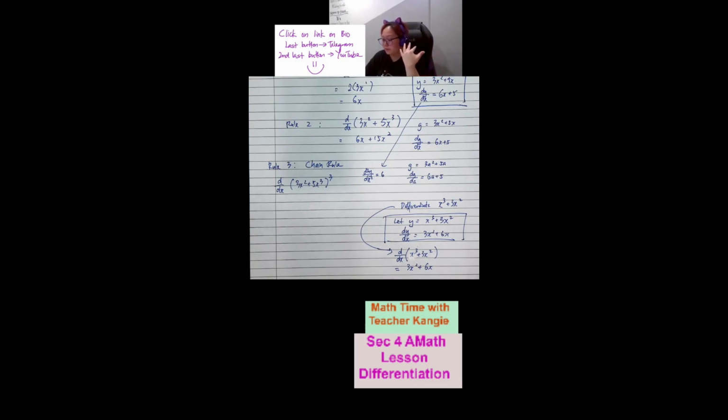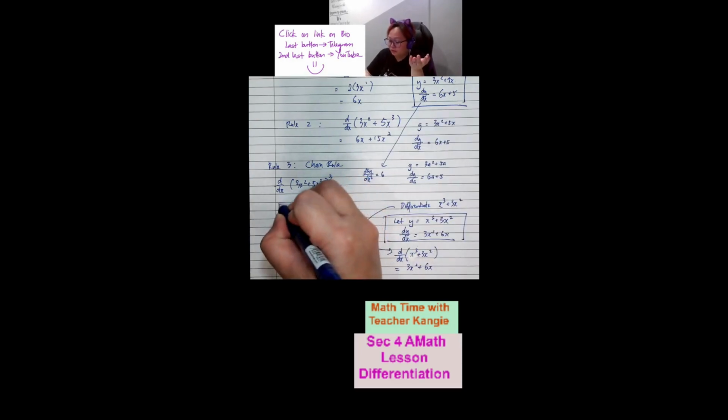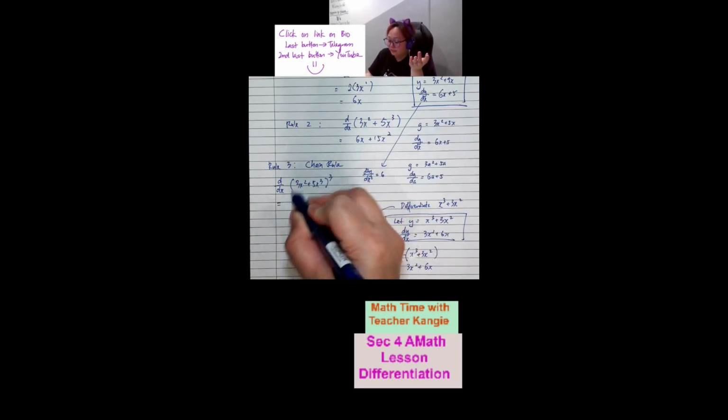Okay, cube. Of course, technically speaking, I can still expand now. But the thing is, I don't want to spend time expanding it. Understand? So I can just apply chain rule to differentiate. So if I want to differentiate this, I will bring down the power.